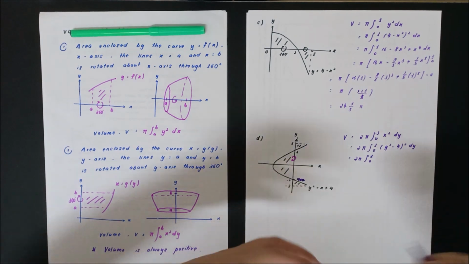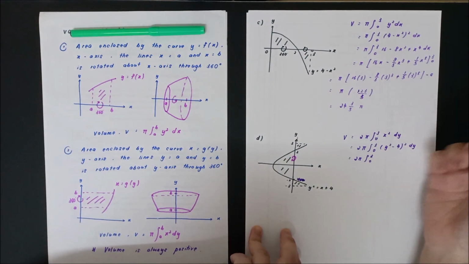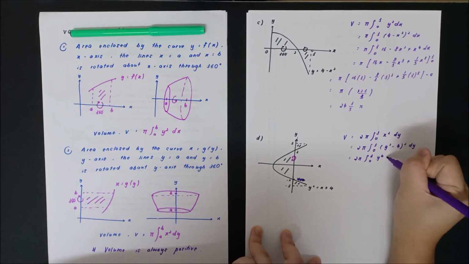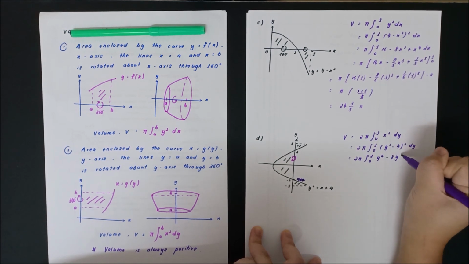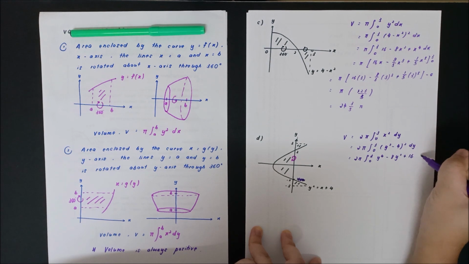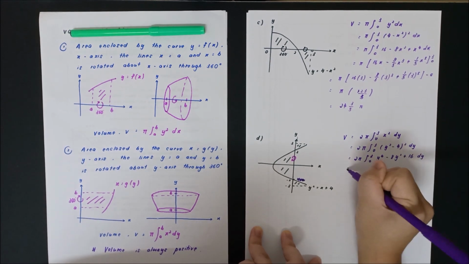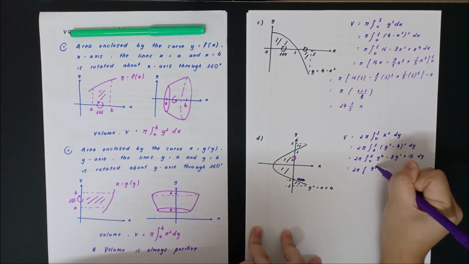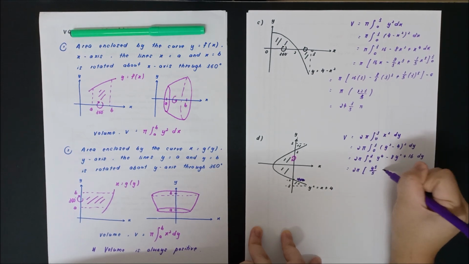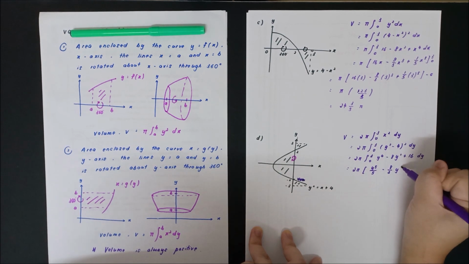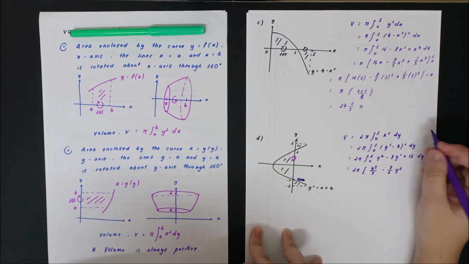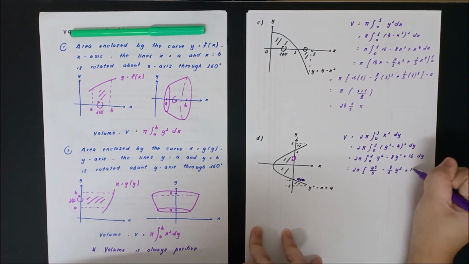If you don't want to expand, you want to do composite also, it's fine. So it depends on which one you prefer. Okay, so y to the 4 minus 8y squared plus 16 dy. Okay, then now you can start to do integration. So y to the 5 over 5 minus 8 over 3 y squared, sorry, y cubed, and then plus 16y.